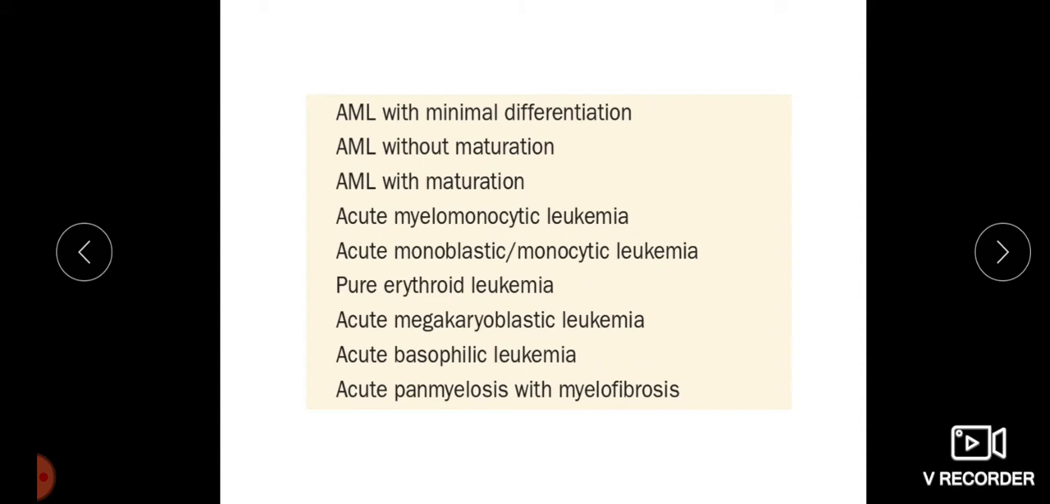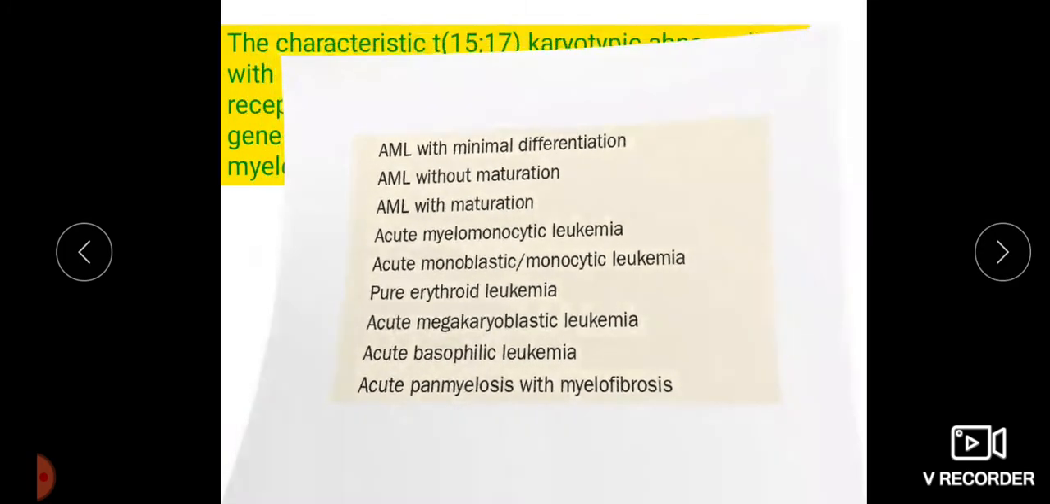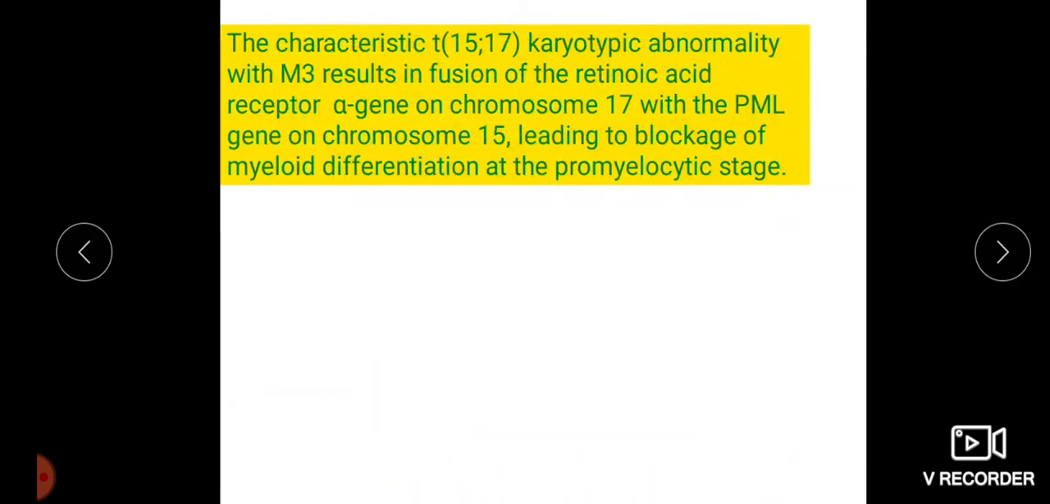This is the classification, M0 to M7: AML with minimal differentiation, without maturation, with maturation, myelomonocytic, monocytic, pure erythroid leukemia, acute megakaryocytic leukemia, and basophilic leukemia. M3, that is promyelocytic leukemia, has the 15-17 translocation. On the 15th chromosome we have the PML gene, on the 17th chromosome we have the retinoic acid receptor alpha gene. This leads to promyelocytic leukemia.